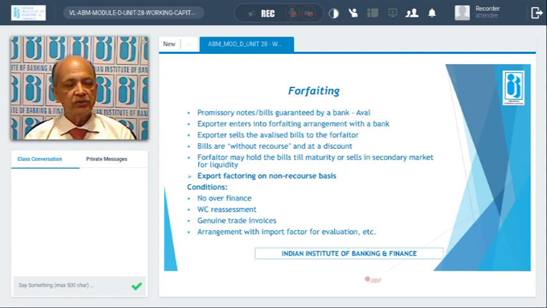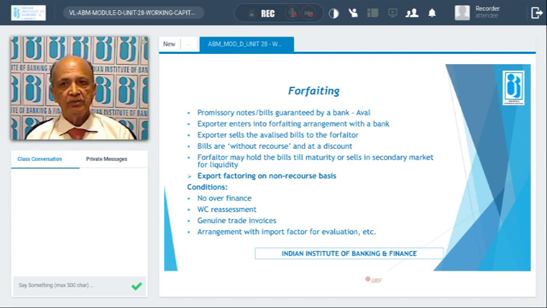But the promissory notes or bills of exchange should be guaranteed by another bank. It is not necessarily the importer's bank; any other bank from abroad can guarantee. That particular bank is known as the AVAL. They guarantee the promissory notes, which have different due dates. All these promissory notes are guaranteed by another bank, not necessarily the importer's bank, and that is known as the AVAL.